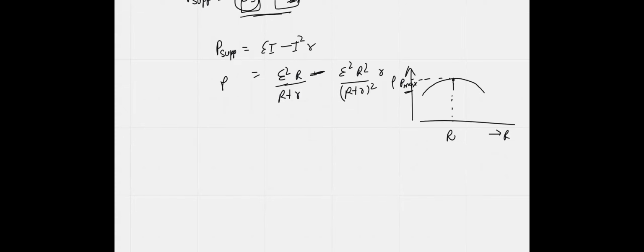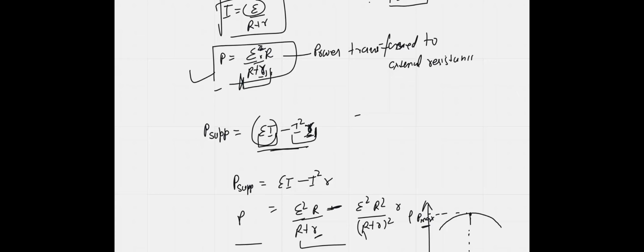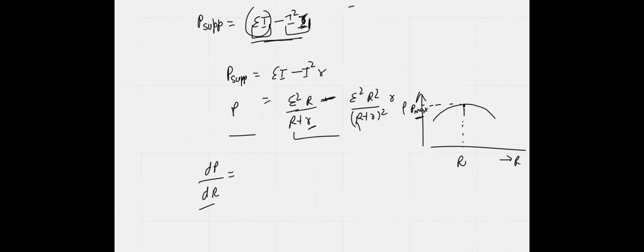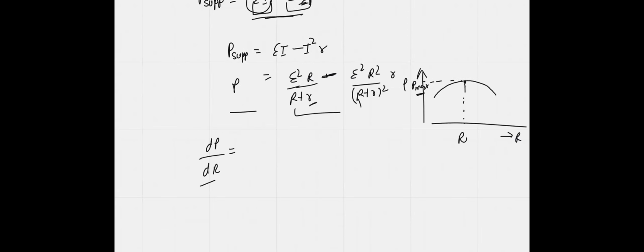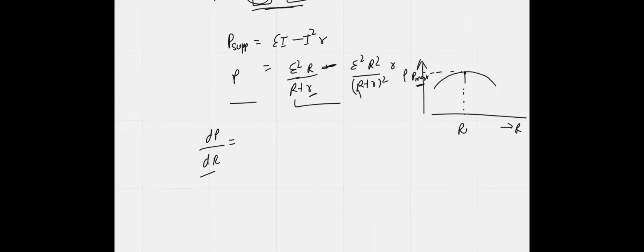Let's do one thing. What I can simply do is dP by dR, because my R is variable. Power is varying because this E is constant, and what is varying is R. So if you differentiate, let's differentiate this part itself, because it has just two components. So I'll take it down.